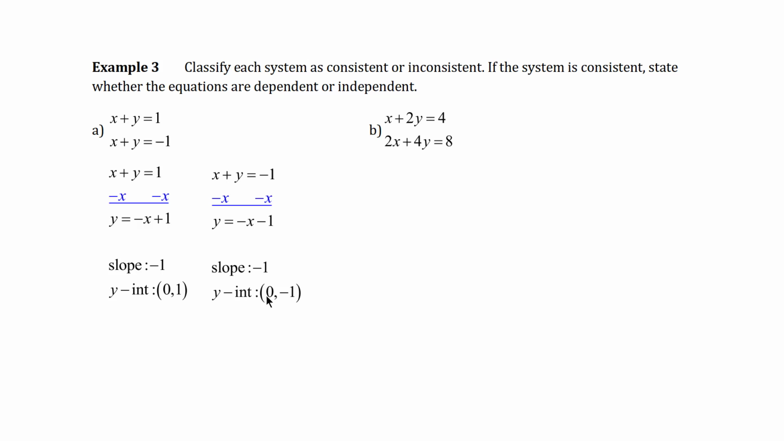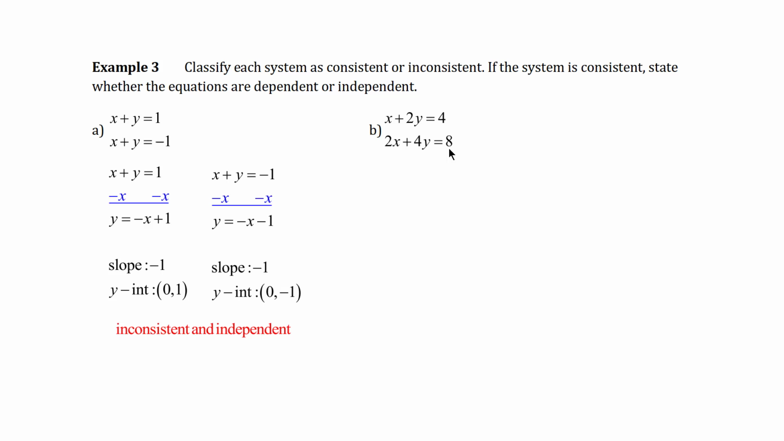We could see that the slopes for both equations are the same, and the y-intercepts are different. This means that we have two parallel lines which don't intersect. This means that this system is inconsistent, and because we have two distinct lines, we also classify the system as independent. Moving on to part B, we have the equation x plus 2y equals 4 and 2x plus 4y equals 8.